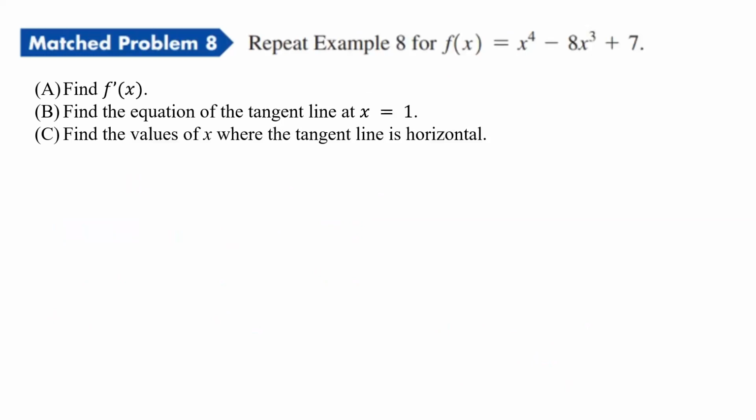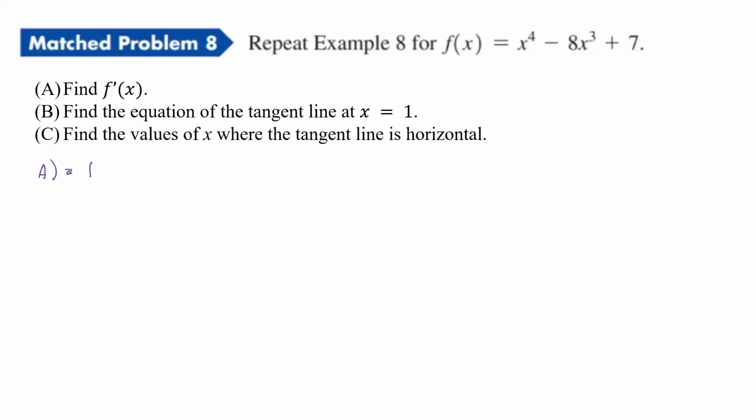All right, so for the last example here, we need to find f prime of x for this. And then we find the equation of the tangent line at x equals 1. That's a little more complex that we haven't talked about. And then the last one, find the values of x where the tangent line is horizontal. Okay, well, where it's equal to 0 again. Okay, so first off, let's do A.